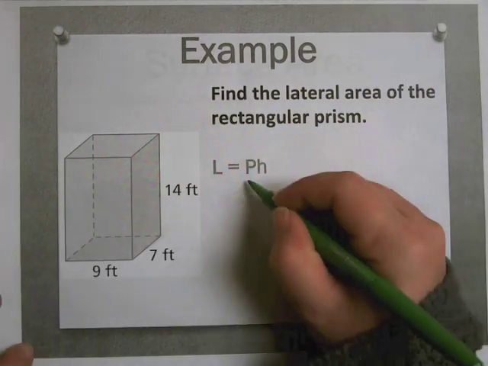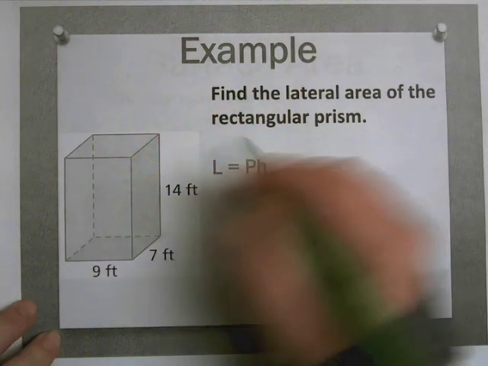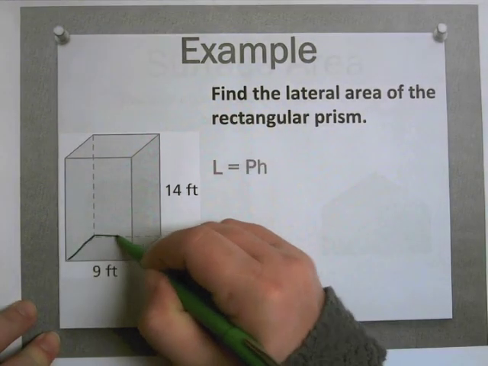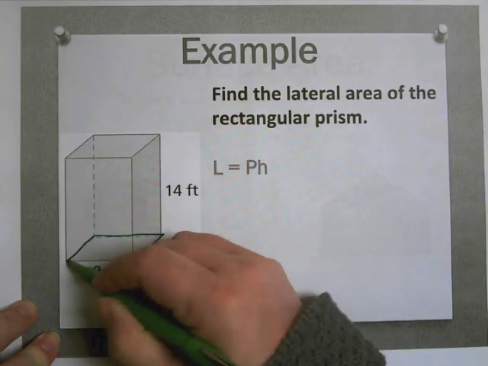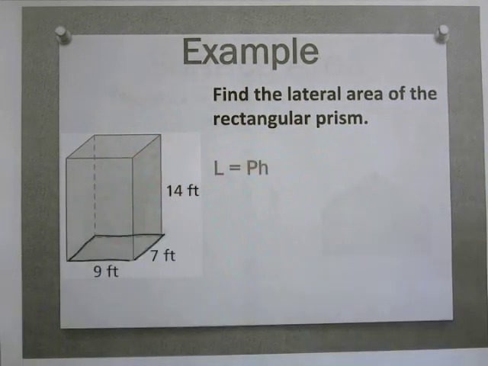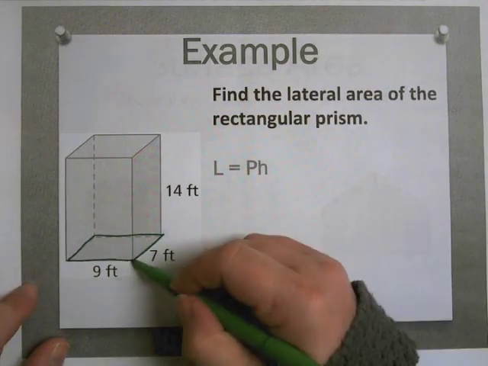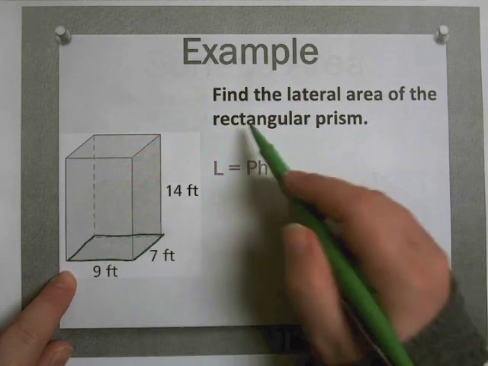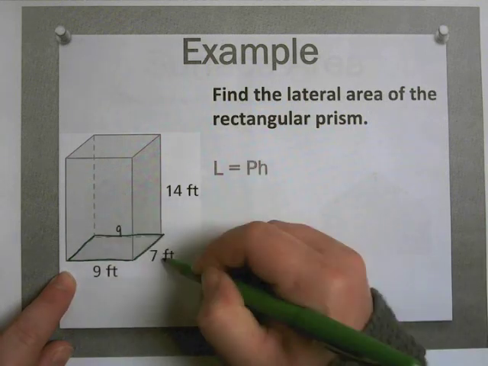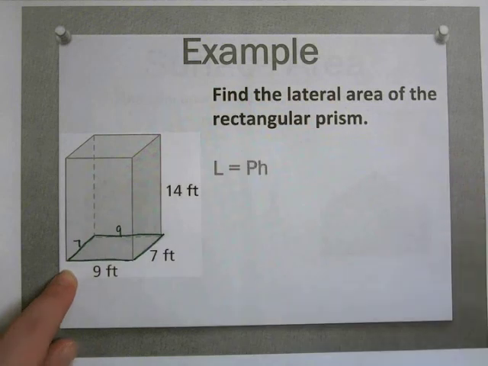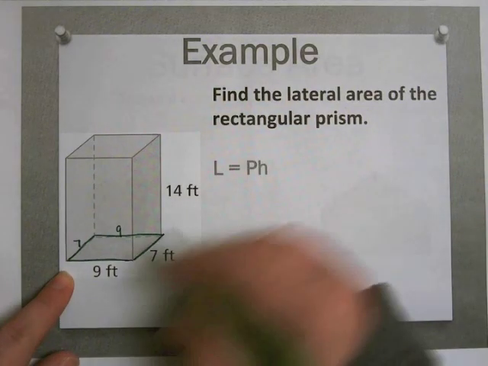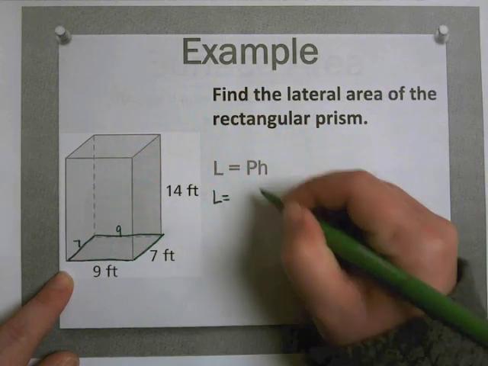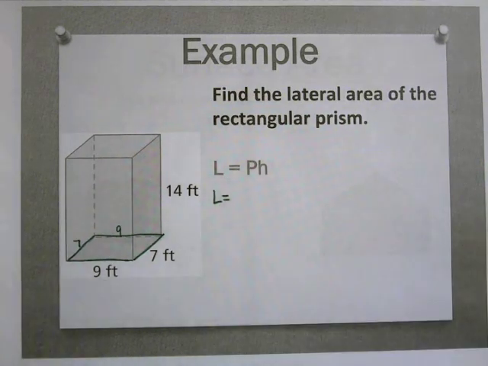Now, let's find the lateral area of this rectangular prism. First of all, the P, remember, stands for perimeter of the base. Here's our base. With a rectangular prism, I look at what it's sitting on, because really we could call any of those the bases. And it's sitting on this one right here. I know if it's rectangular that this is 9, so this has to be 9. If this is 7, this has to be 7 by properties of a rectangle. So I figure out what the perimeter is. That would be 9 plus 9 plus 7 plus 7.